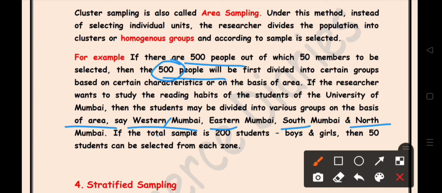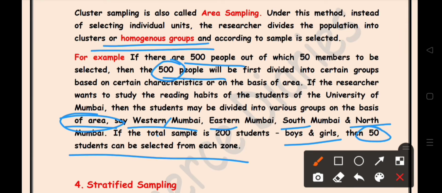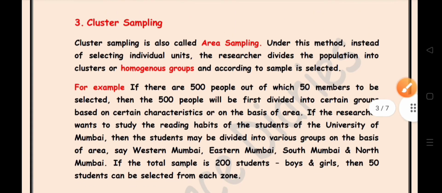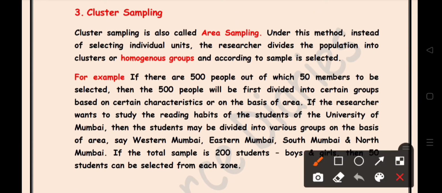Then that particular division will be further divided into boys and girls, or they will cumulatively take some parts of the girls and some parts of the boys. So on the basis of area and gender, they will select any 50 students on the basis of these homogeneous characteristics. So this was about cluster sampling. Clusters are the homogeneous groups which are selected by the researcher.